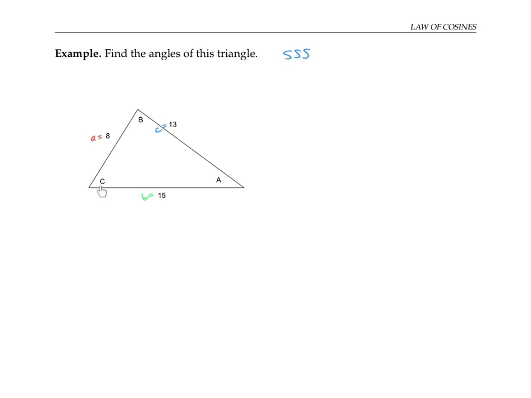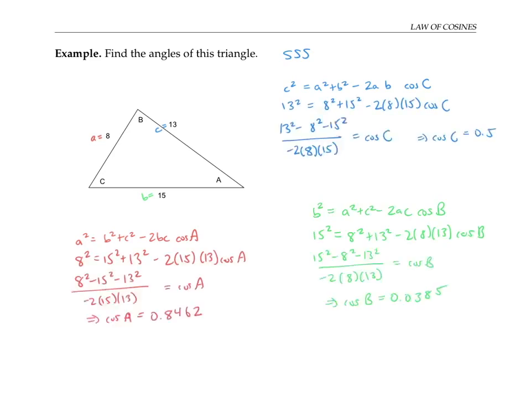To find angle capital C, we need the form of the law of cosines that has cosine of C on the right side and little c squared on the left side. To find angle A, we need the form that has cosine A on the right side and little a squared on the left side. And to find angle B, we need the form that has cosine of B on the right side and little b squared on the left side. For each of these three equations, I'll plug in the side lengths, solve for the cosines, and use inverse cosine to find my angles.